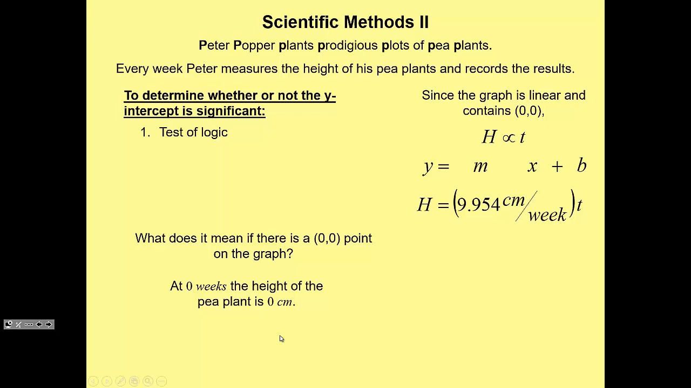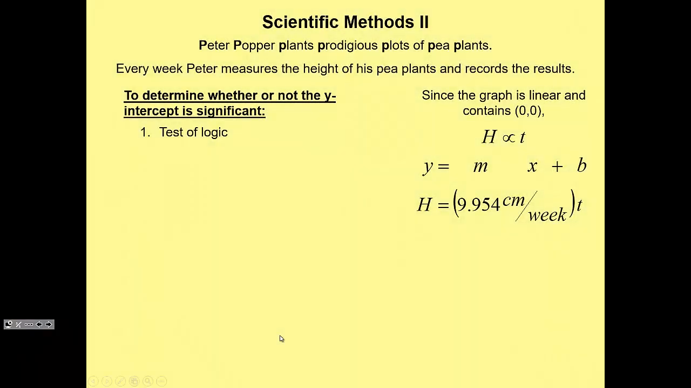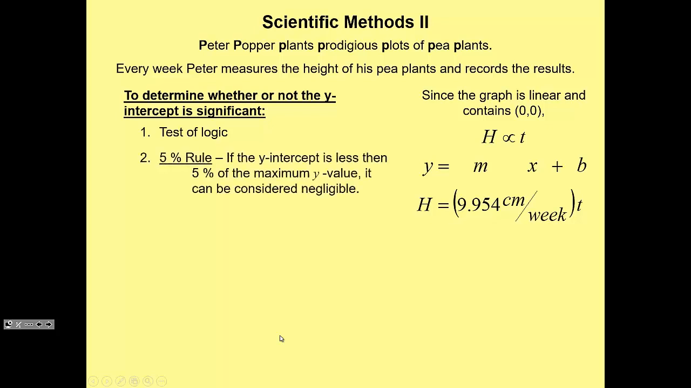But I also want to talk statistics here. Now, we could do some complex statistics with error bars and standard deviations and some stuff like that, but I'm going to leave that for stats class and AP stats. I'm going to teach you a quick and dirty stats rule. This is not good stats. You will not see this in AP stats, okay? But it works for us in here. It's called the 5% rule.